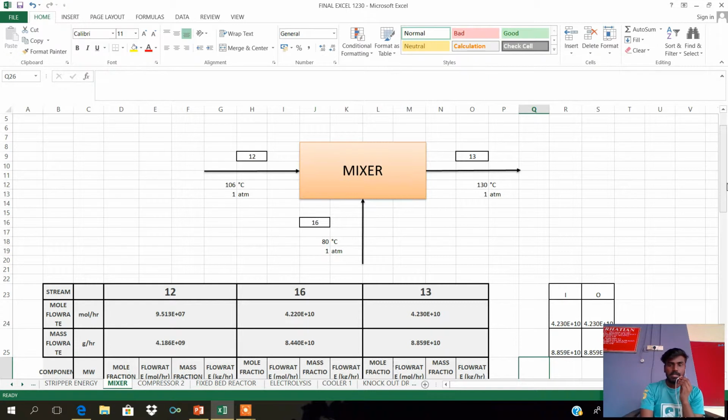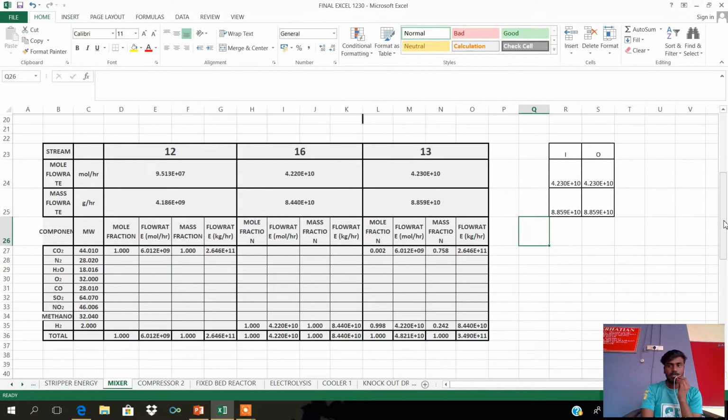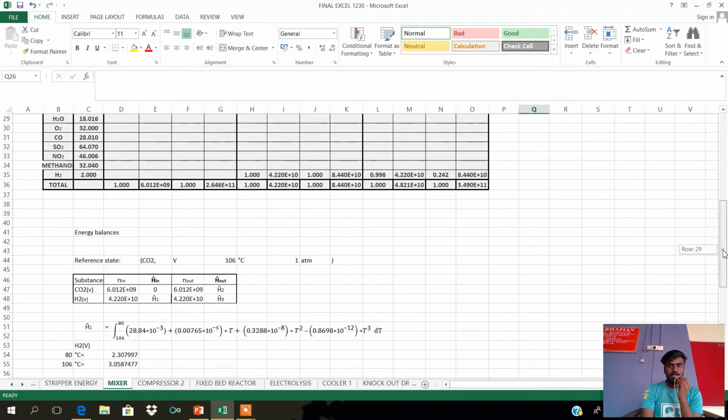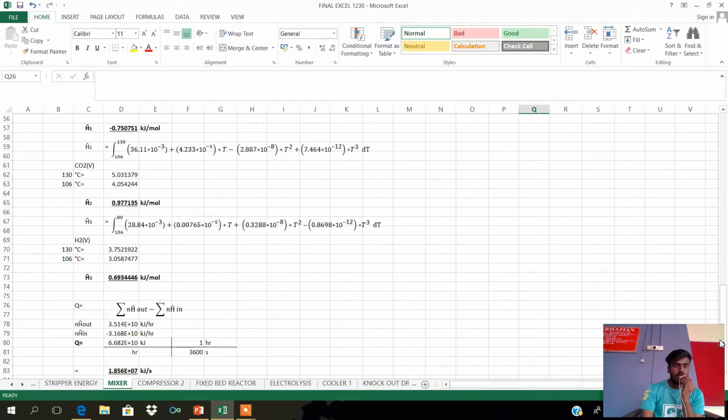The next unit that we're going to see is the mixer. The function of the mixer is to mix carbon dioxide and hydrogen before it enters the reactor in order to produce methanol. We come to know from the calculation that the mixer is endothermic because we get a positive value of heat, that is 1.856 times 10 to the power of 7 kilojoule per second.